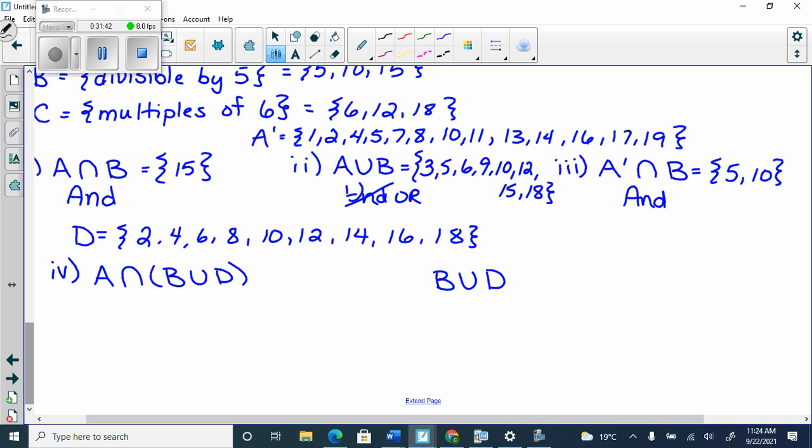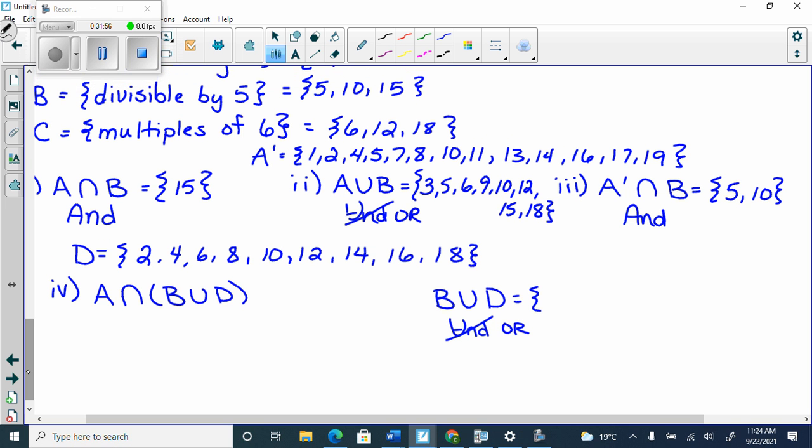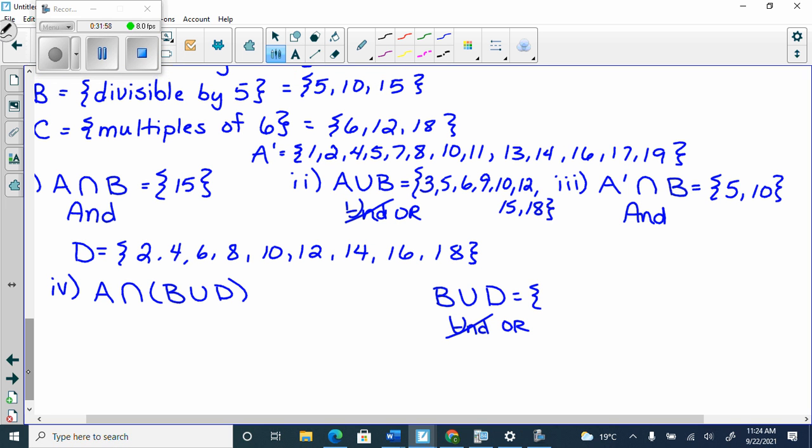Is that or and? It's not and, because it doesn't write the word and, so it's or. What's in B or in D? B is 5, 10, and 15. It's right up here. And D is 2, 4, 6, 8, 10, 12, 14, 16, 18. What's in B or in D? List anything in either one, right? So 2, 4. Or often means more. So if you're writing lots, that should make you feel better because or means more.